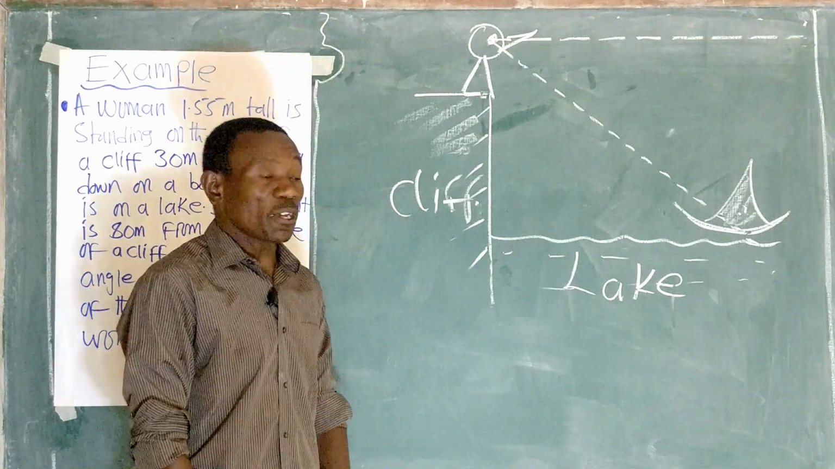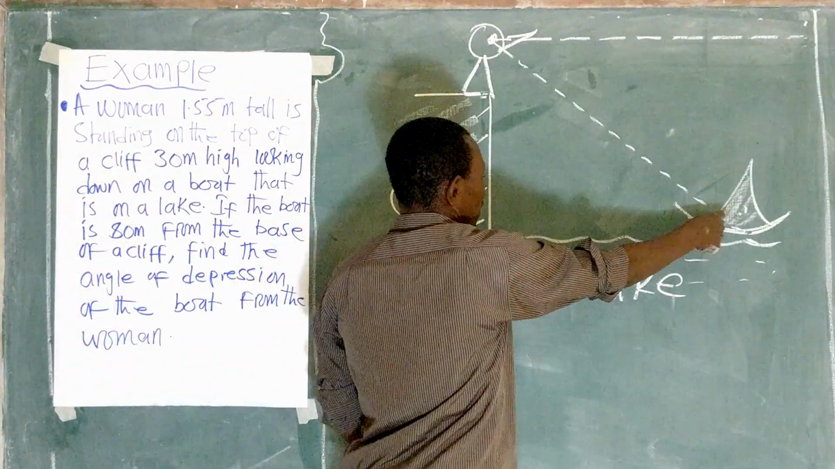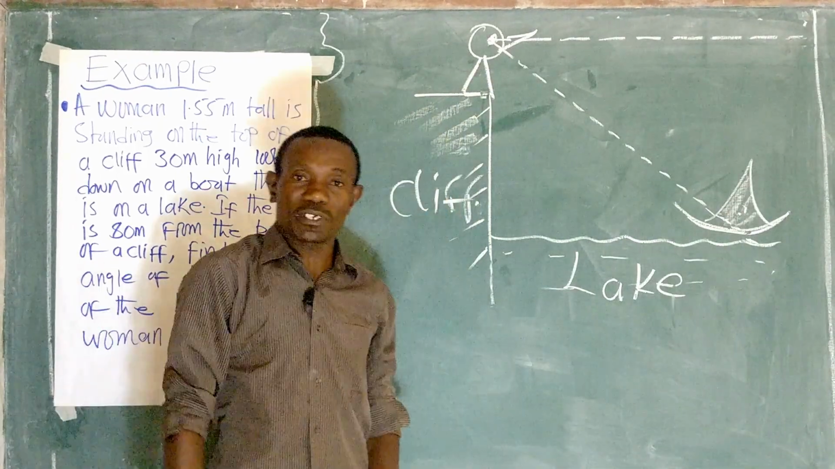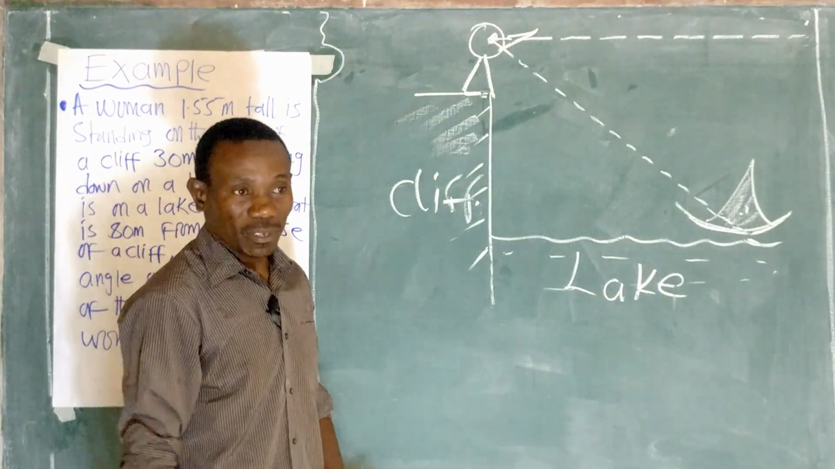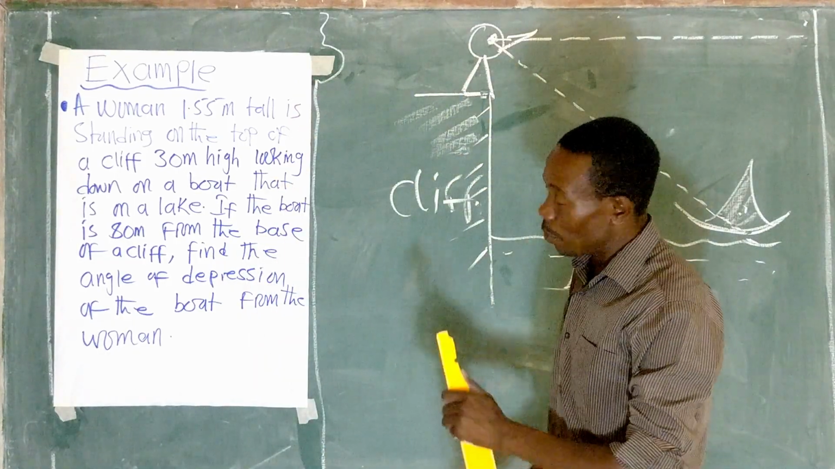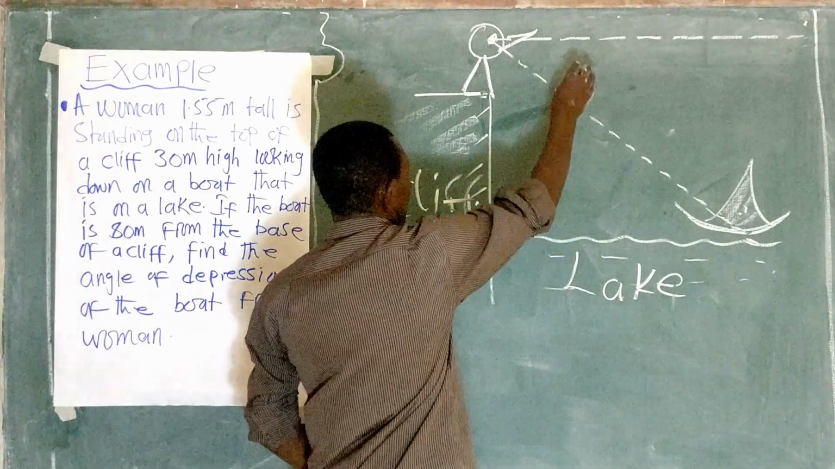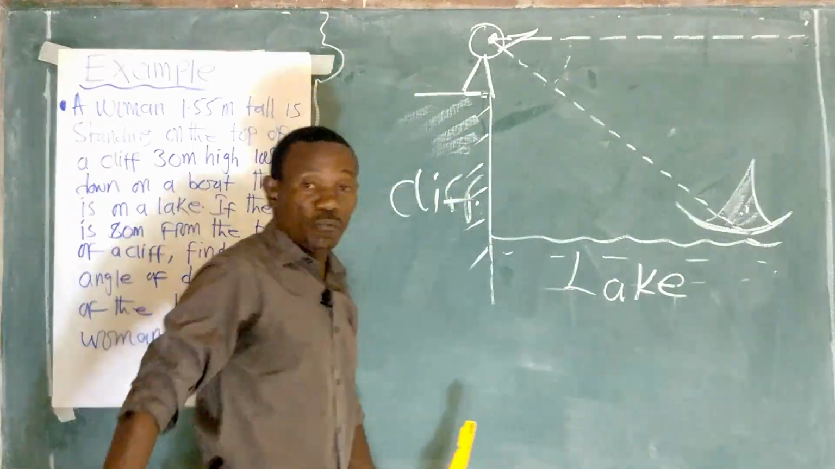So in so doing, you may find that the two lines, the normal line of sight and the new line of sight that she is using to see the boat, are able to form an angle. So here, definitely in the question, when you hear something about the angle of depression, it means what will be asked here is this one, the angle of depression of a boat.